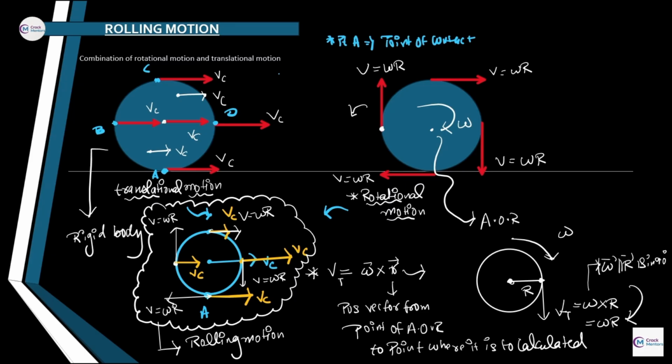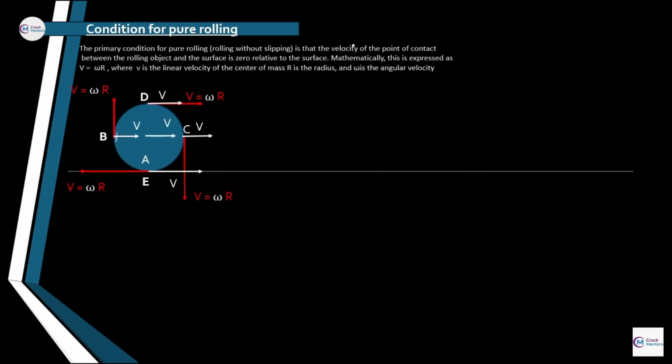Now let us talk about this thing that is now clear to us. If this is clear, then let us move on to a different topic. And what is that? The condition for pure rolling. What we have understood before was rolling motion, which we discussed. Now we are discussing pure rolling motion.